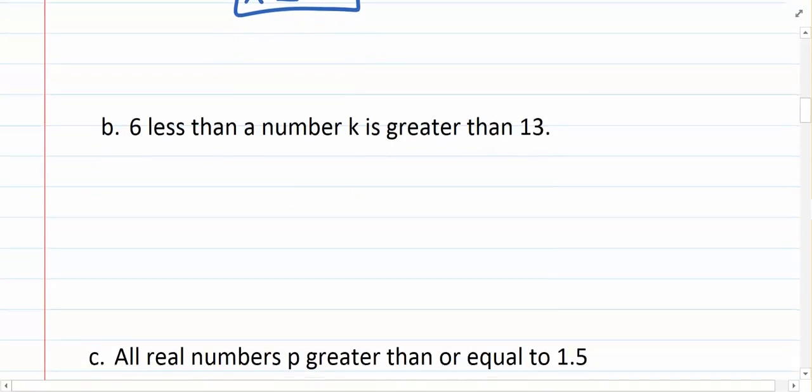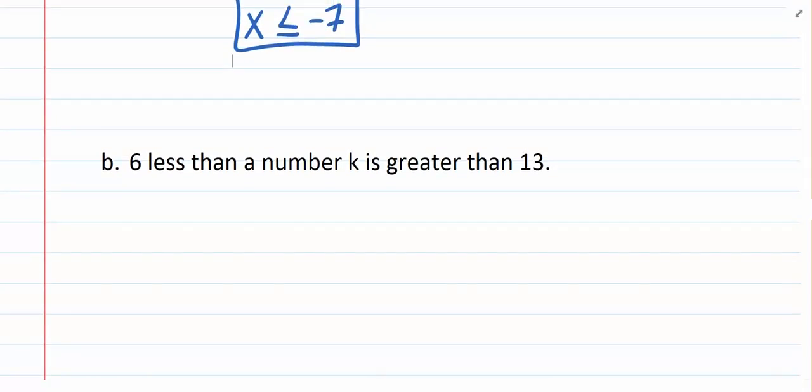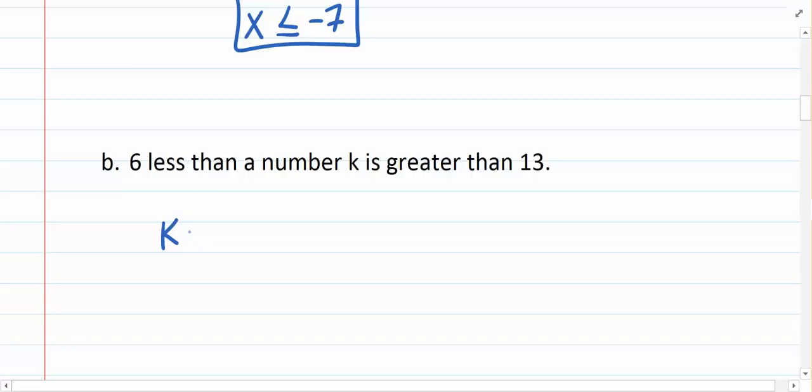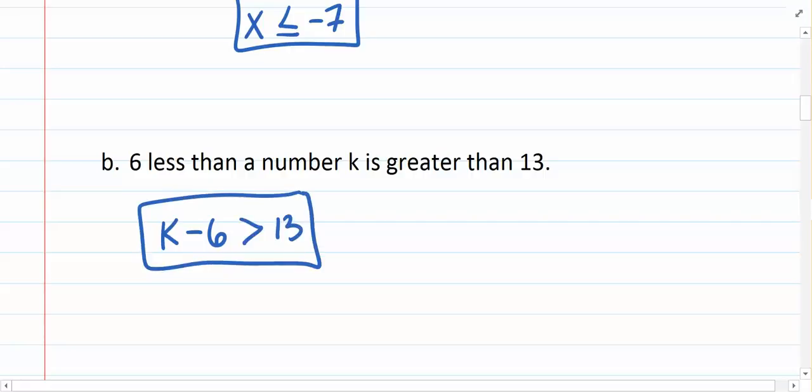Part B says 6 less than a number k is greater than 13. So 6 less than a number k: if I start with the number k and I subtract 6, that quantity right here represents 6 less than a number k. Okay, that whole expression is 6 less than a number k. And then I want it to be greater than the number 13. So this is how I would write that inequality.